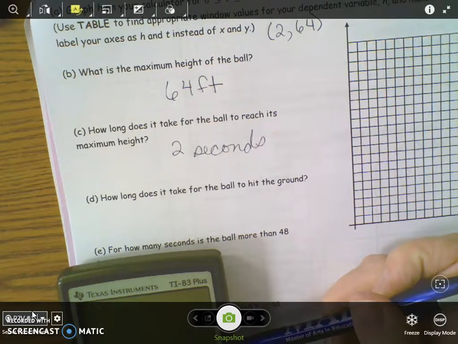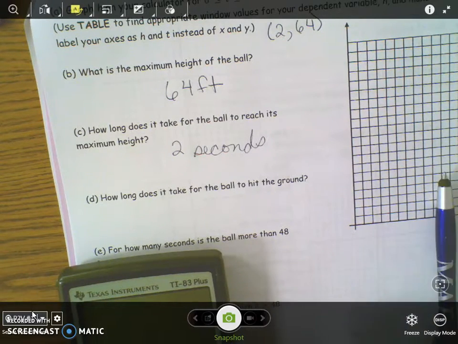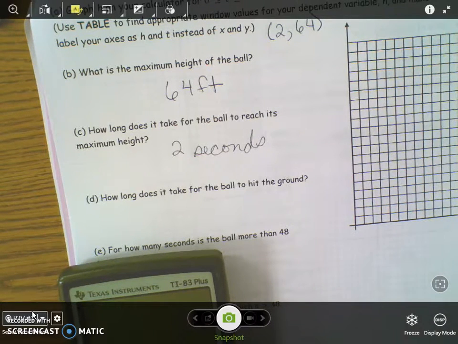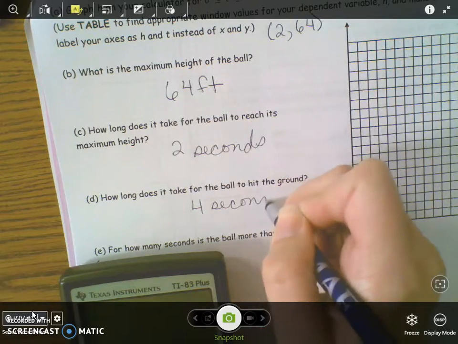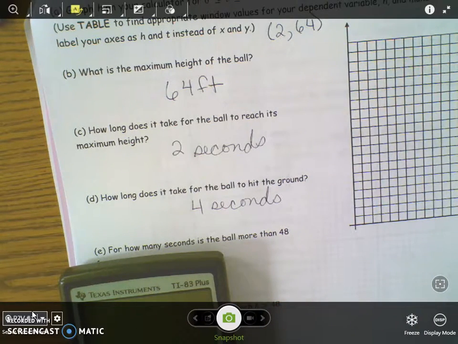So that's over here where it hits the ground. And let's see. Okay, so this one we can pretty clearly see it goes at 4. So 1, 2, 3, 4. So I'm going to put 4 seconds, but let's say that we had a graph that was not as pretty.